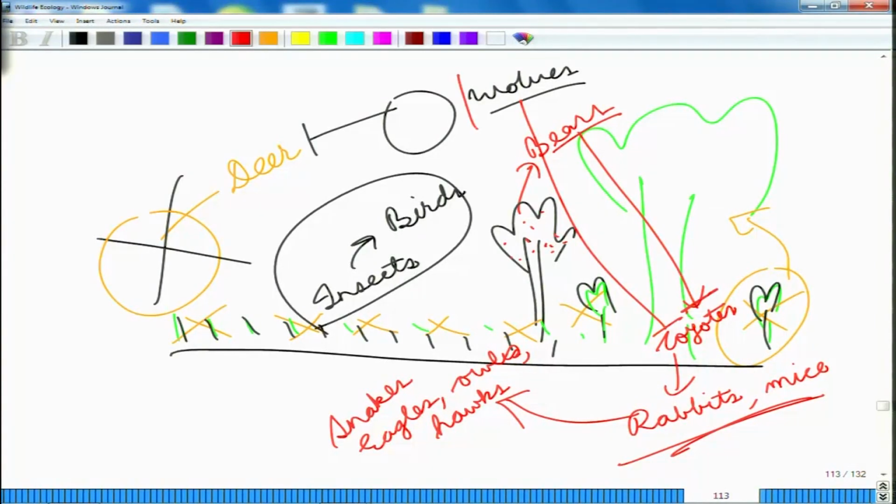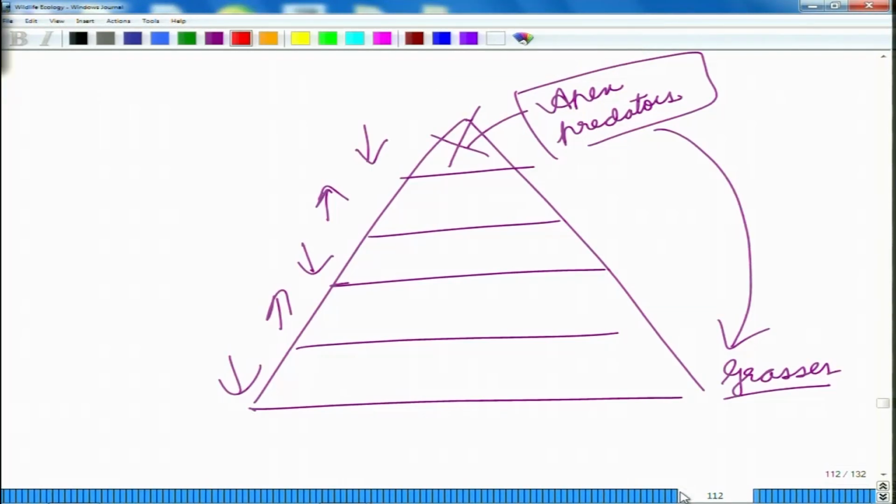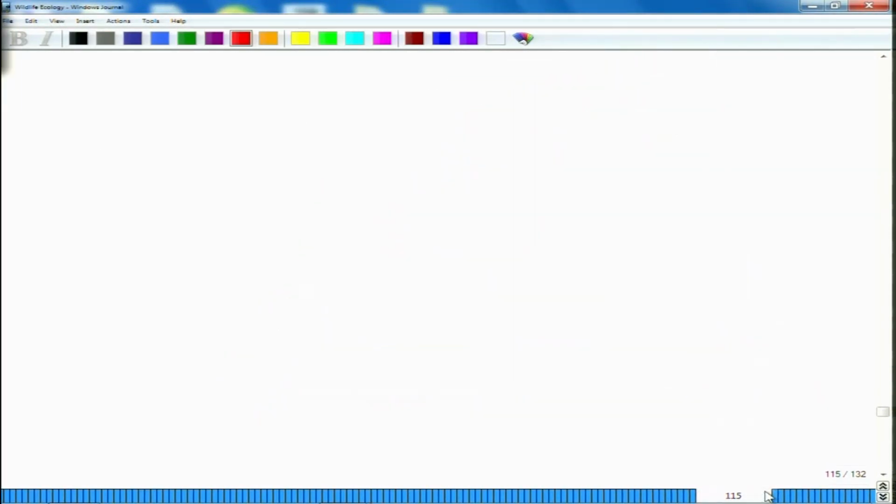So, just one organism, just one top predator, can produce so many impacts on the ecosystem, and this is what is known as a trophic cascade. Why is it called a trophic cascade? Because if we look at a river, a cascade is a series of small waterfalls. Each of these small waterfalls will be called a cascade.